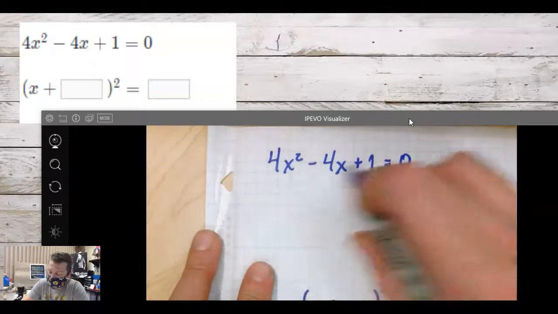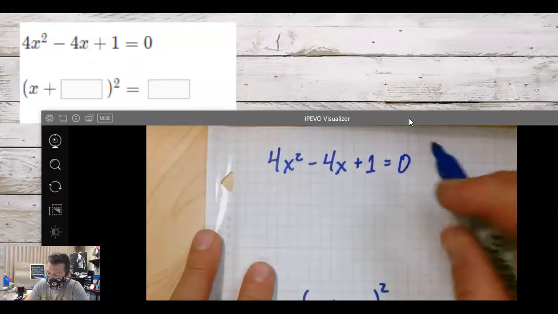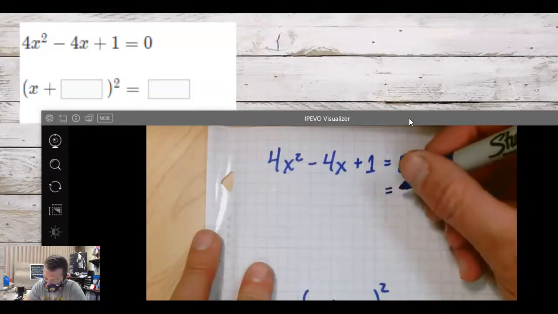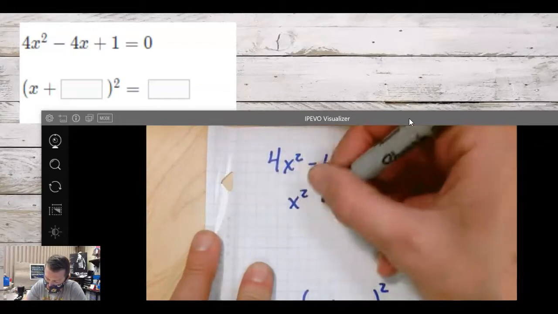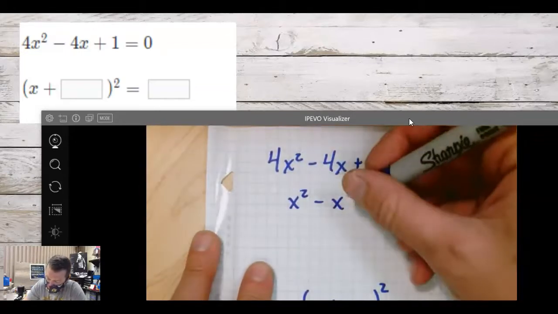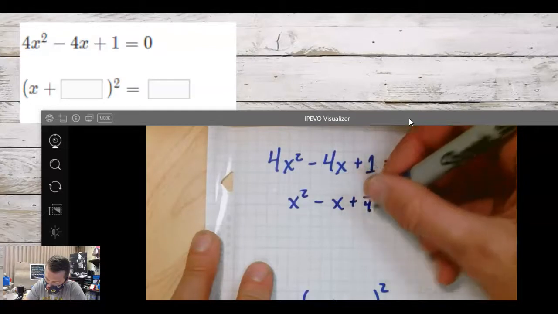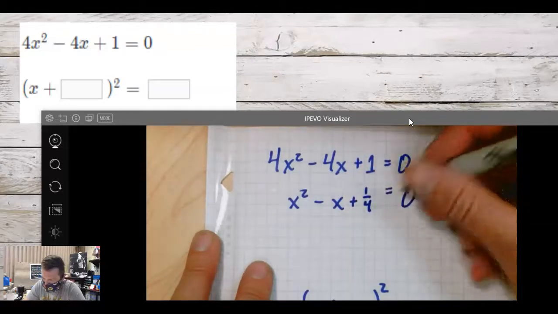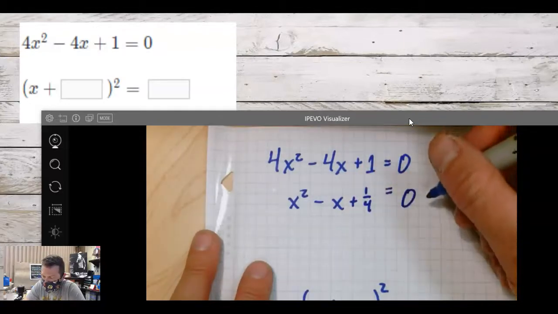If I divide everything by 4, 0 divided by 4 isn't going to do anything, but I can get x squared minus x plus a fourth equals 0. Sorry, my equals is kind of high up there.